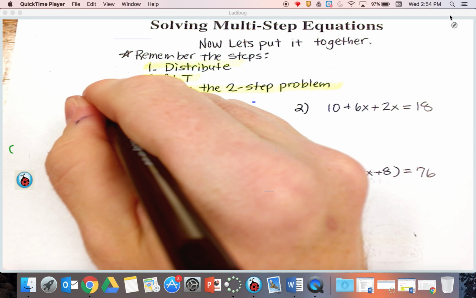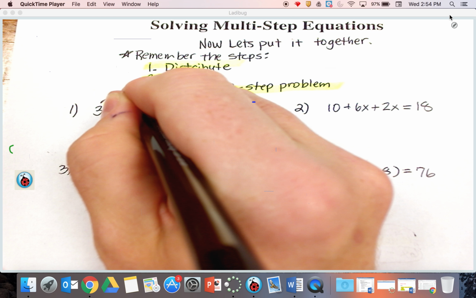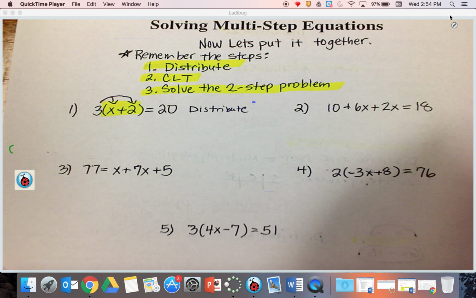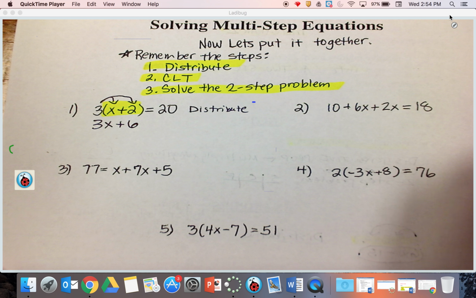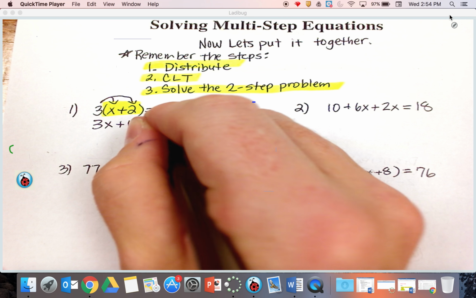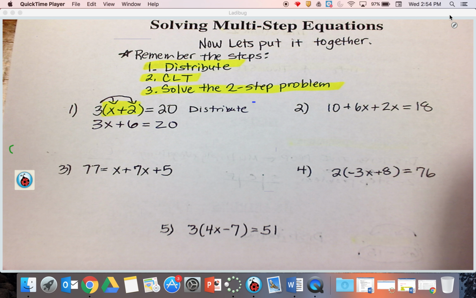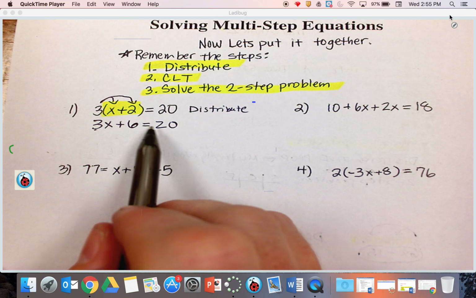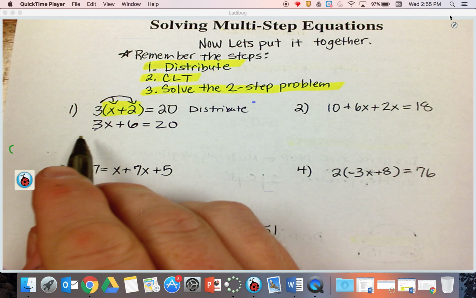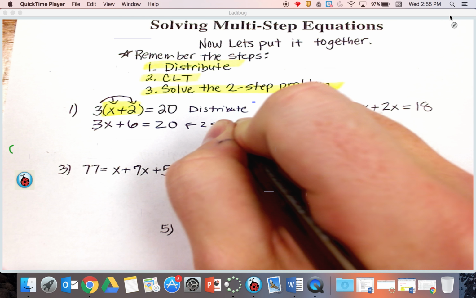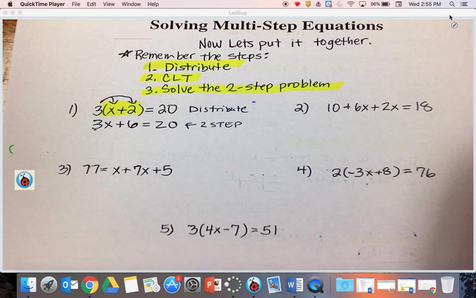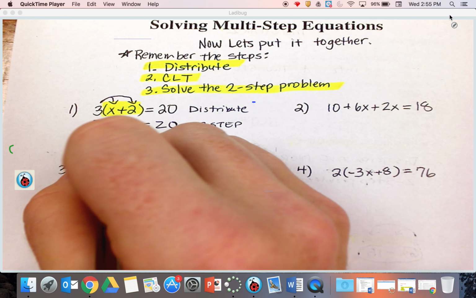And I just do 3 times x, 3 times 2. That gives me 3x plus 6 is equal to 20. This is a two-step problem. I have no more combining like terms. I now have my two-step. And now I can solve it, setting up my start, change, and finish.